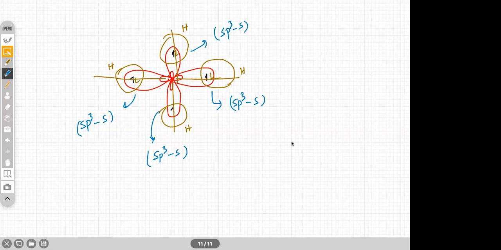No. Hybrid orbitals always have the same energy. Before they hybridize, they have some difference in energy. So only then do they mix and form identical energy orbitals. But the difference is not that great. Understood?